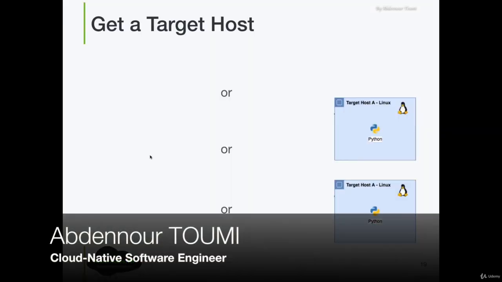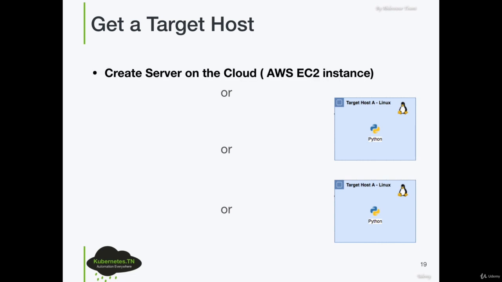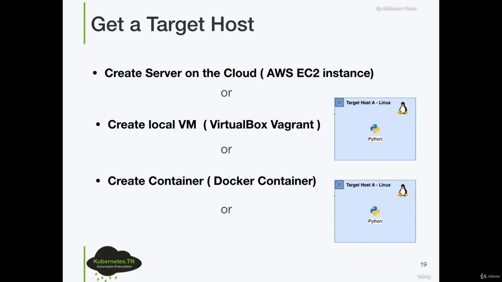We need a target host as discussed before, and we have many options to get the server. Either you go to the cloud and create a server there like an AWS EC2 instance, or you can create a local VM using VirtualBox for example, or you can make it simpler by creating containers which behave like target hosts, or even you can target the localhost itself. We don't want to make this course long, so select the option where you are more comfortable. In this lecture, I will use the AWS EC2 instance service to create a target host. Also, I will create another target host using a container.